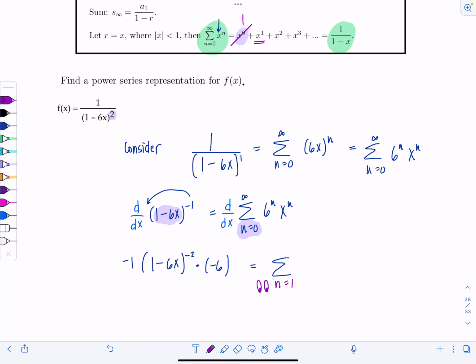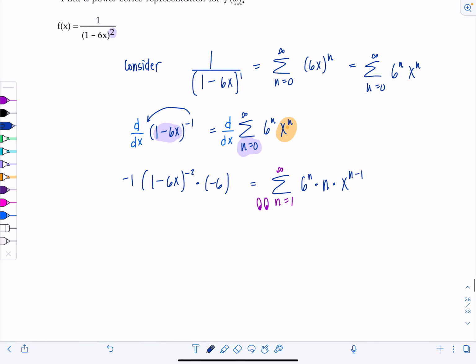So you still go n equals 1 to infinity. We're taking the derivative with respect to x, so 6 to the n is just a constant. How do you take the derivative of x to the n? You bring the exponent down in the front, and then you subtract 1. Okay, we took the derivative, and we survived. Let's clean this up. This is going to be positive 6 over 1 minus 6x squared, and then that's the sum, n equals 1 to infinity, 6 to the n times x to the n minus 1.